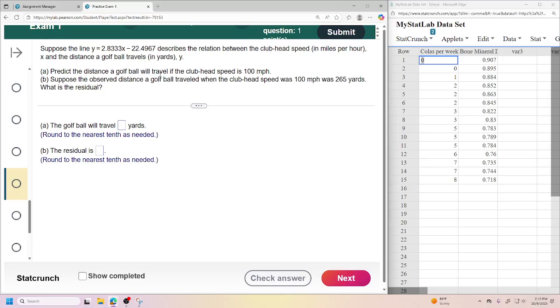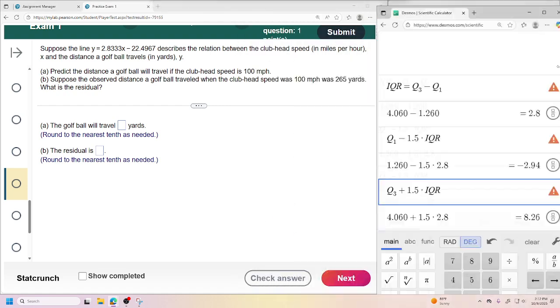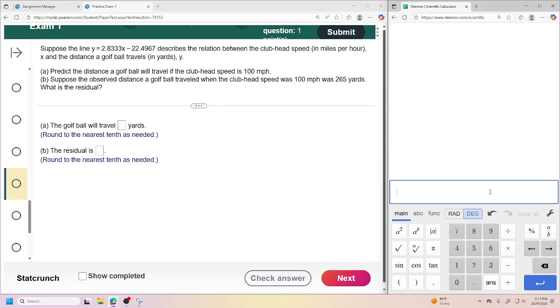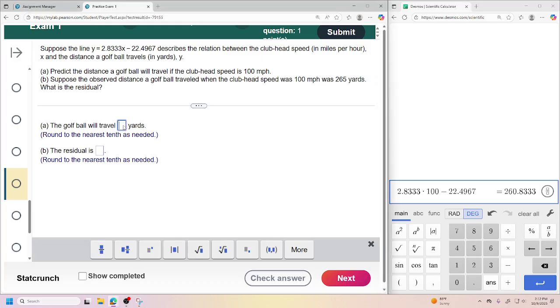It says predict the distance the golf ball will travel when it's 100 miles an hour. So I'm just going to plug it in. To me, this is like a StatCrunch. I'm sorry, the Desmos. It's a Desmos problem. So 2.8333 times 100 minus 22.4967, 260.83. Right, one decimal, 260.8.